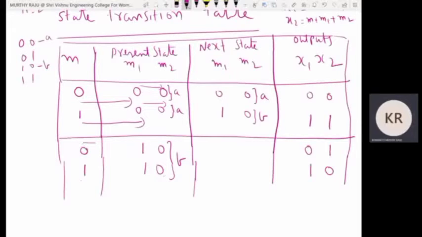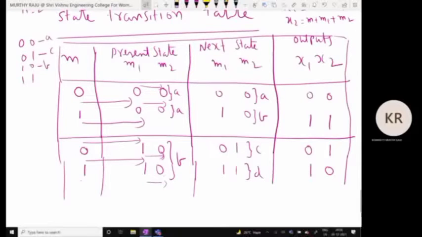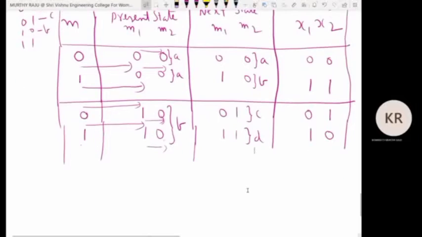The next state means this is shifted here. 0 is shifted here and 1 is shifted here. Let it be C. This one is C. Here 1 is shifted to here. Okay, 1, 1. Let it be D. Two states are completed: 0, 0 and 1, 0 states are completed. Next state is the third one.